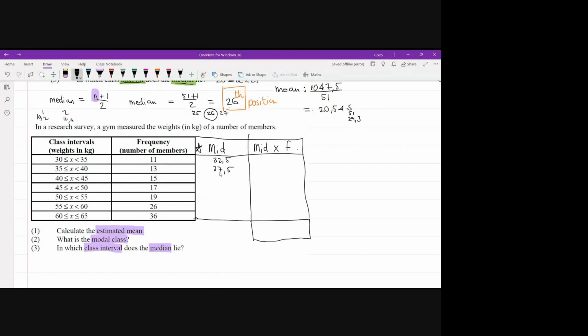Right, next interval would be 42.5, 47.5. Oh my goodness, guys. Oh no. 47.5. This is not good. 47.5, 52.5, 57.5, and the last one is 62.5. All right.